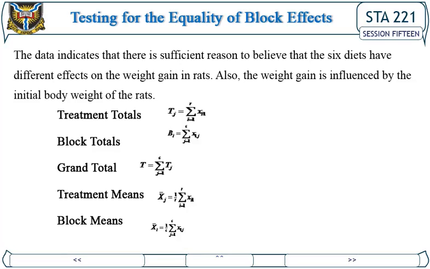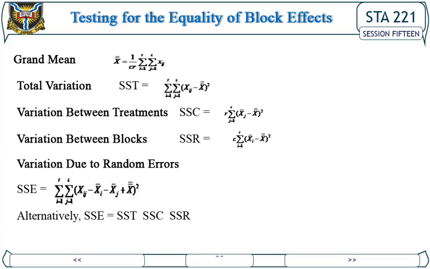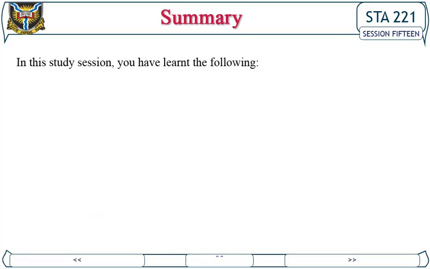1. Treatment totals. 2. Block totals. 3. Grand total. 4. Treatment means. 5. Block means. 6. Grand mean. 7. Total variation. 8. Variation between treatments. 9. Variation between blocks. 10. Variation due to random errors. A. SSE is equal to. B. Alternatively, SSE is equal to.